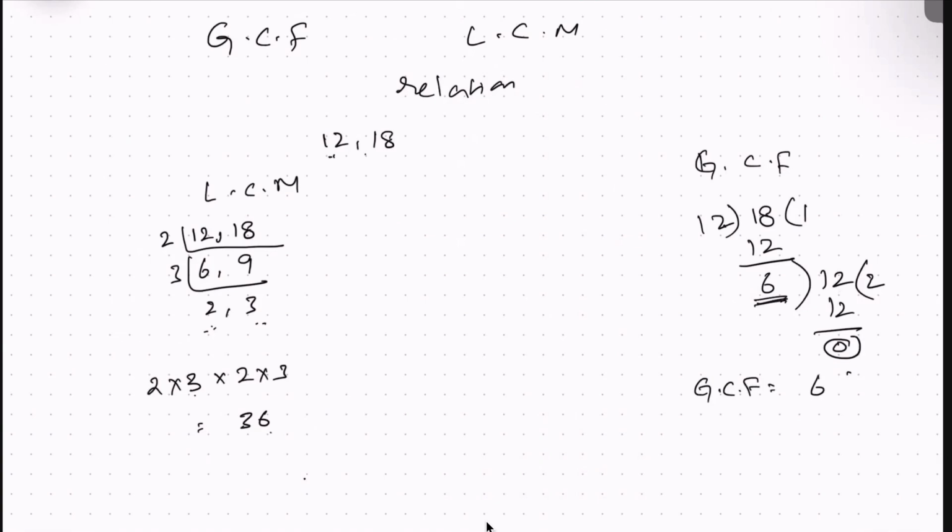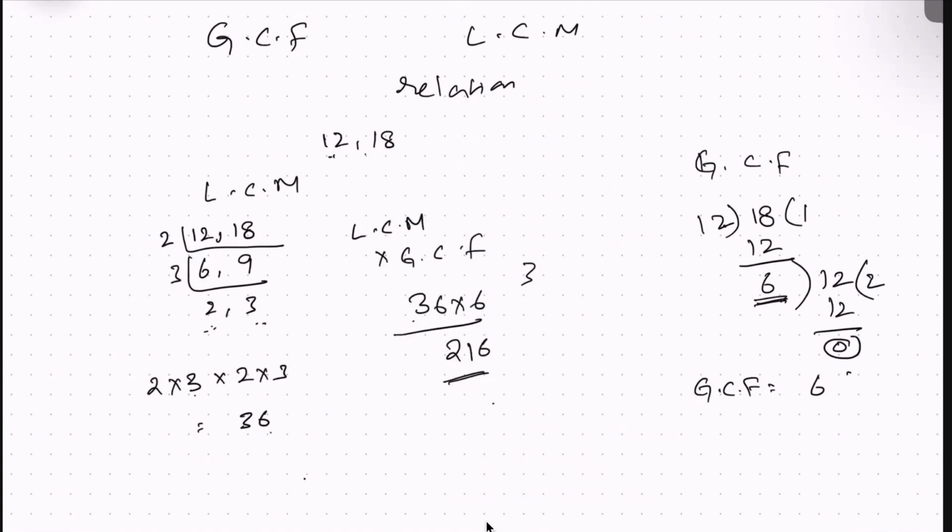I will show you the interesting relationship between the GCF and LCM. If you multiply LCM times the GCF, what value do you get? It is 36 times 6, right? 6 times 6 is 36. 6 times 3 is 18. 18 plus 18 is 216. So the multiplication value of LCM and GCF is 216.